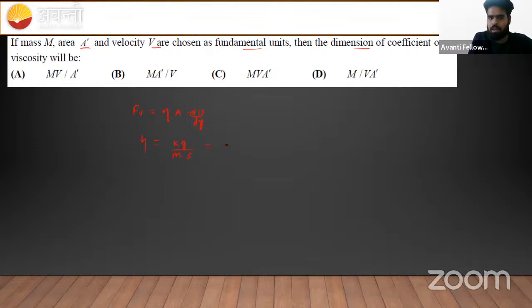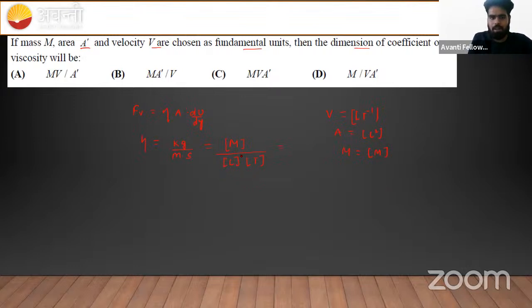What is the representation of kg? That is the capital M in dimensional form. What is the meaning of meter? That is the length L, and the time is T. Here the fundamental quantities are given in terms of M, V and A dash. If you want to convert to this unit, what is the meaning of V? That is the velocity, L T minus 1. And what is the meaning of area? That is L square. And what is the meaning of mass? That is M.